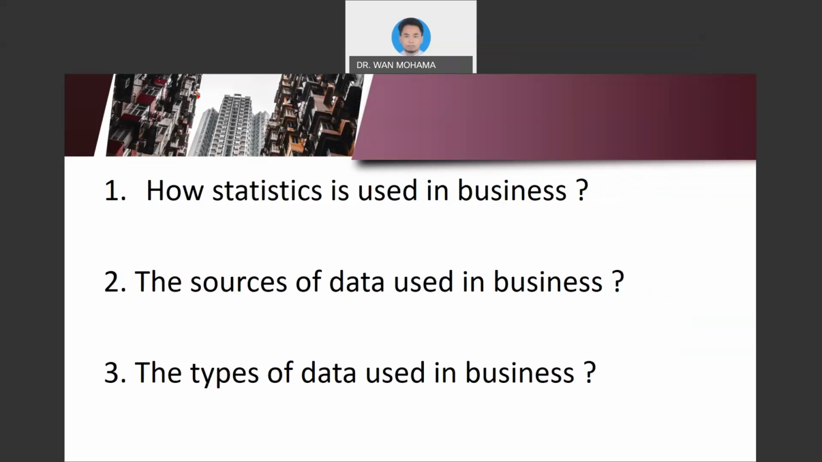Statistics is useful for many things, not only for business, but it can also be applied in medical science and chemistry. I'll just give an example. In statistics, when you do research about business, the manager wants to know.